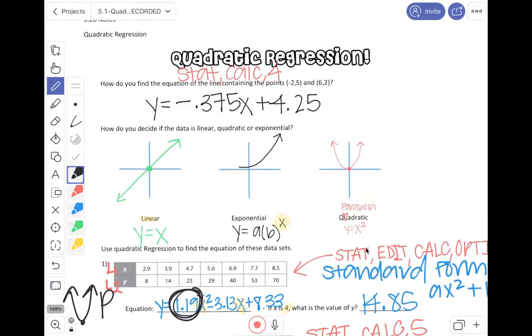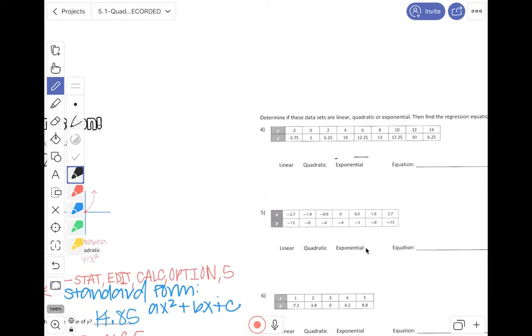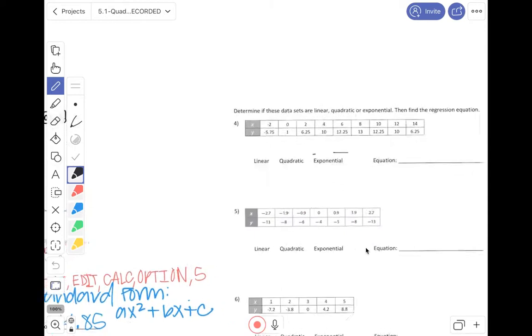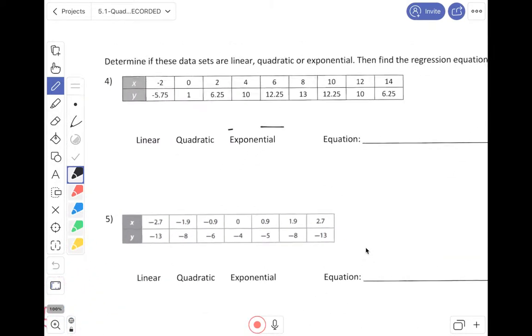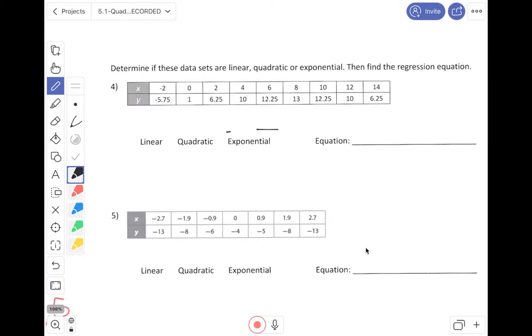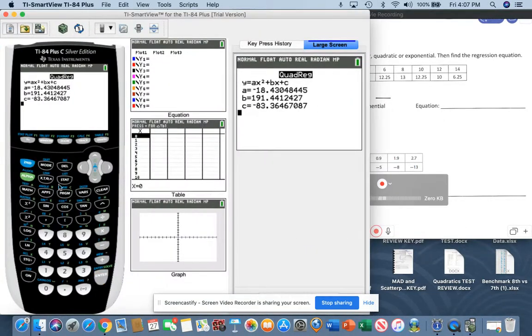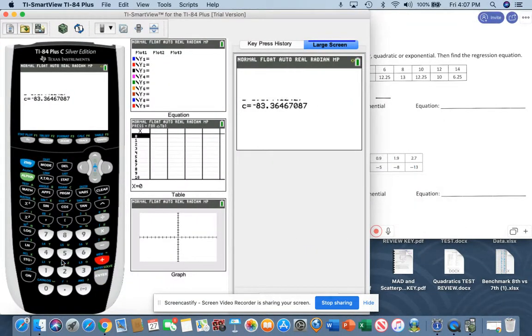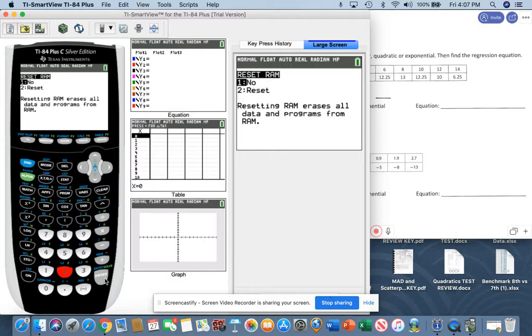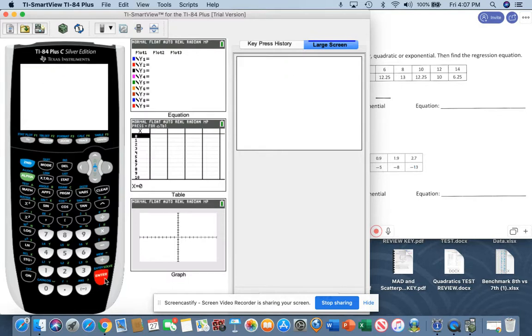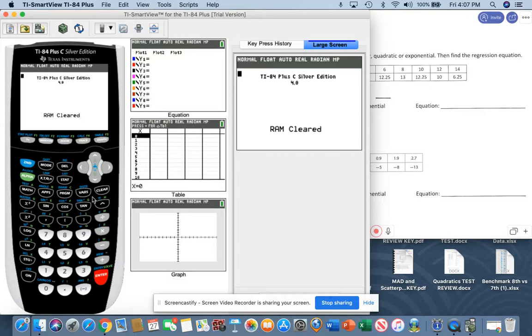Does it have an x squared? Is it a parabola? Does it have an x as the exponent? So the best thing to do is do what we were doing and find the equation. So I'm going to go back to my calculator. A lot of back and forth. Second plus 7, 1, 2. You don't have to clear it every time. It's just easier when I put this many data sets in there. So I'm going to press Stat, Enter.